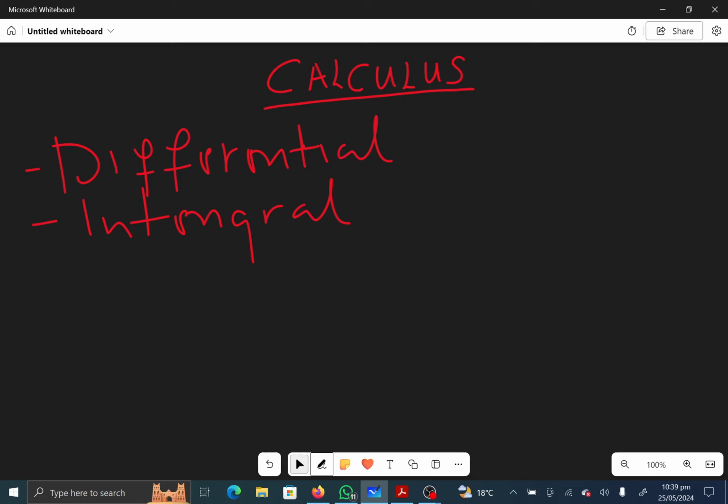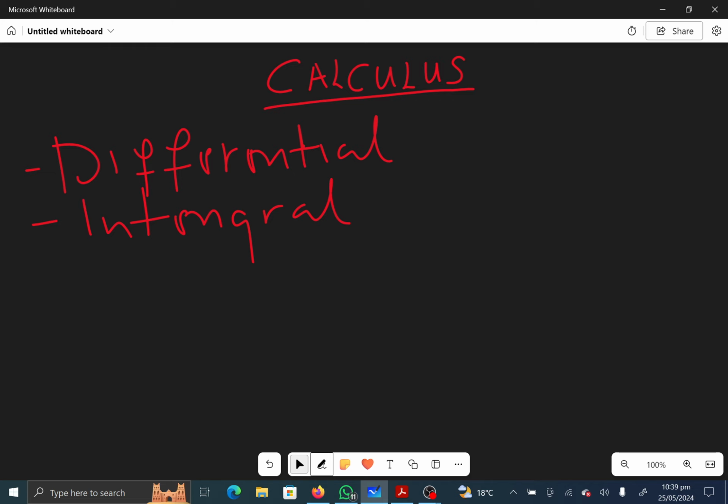Welcome to our class where we are considering an introduction to calculus. When it comes to calculus, we normally consider the first two methods of calculating calculus. The first method is called differential, or differentiation. In differentiation, we are trying to differentiate an equation.